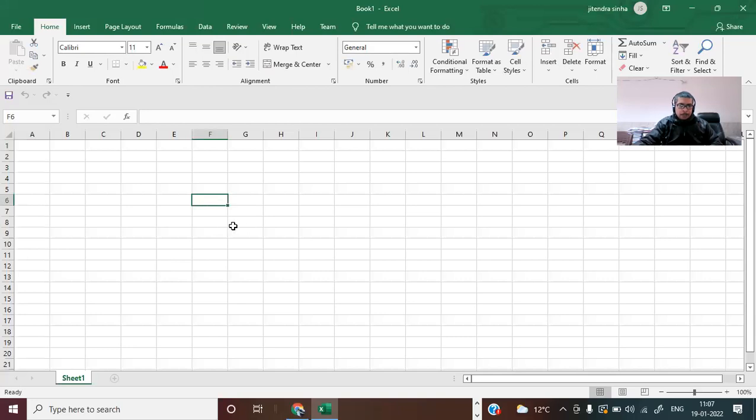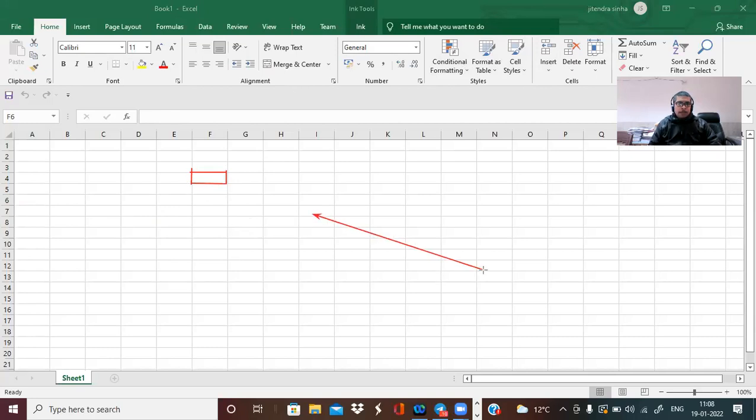Now you see this place where I have pressed my cursor. Suppose I am talking about this, I hope it is visible to all of you. What is this called? This is called cell. You might have studied the cell in biology.